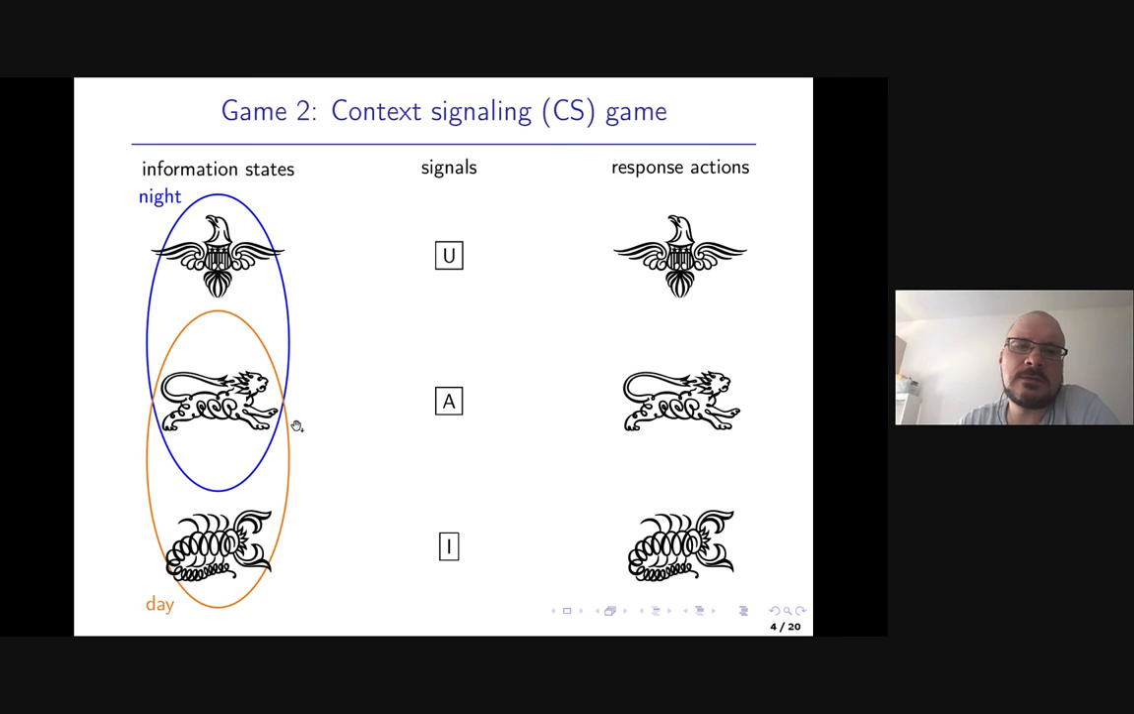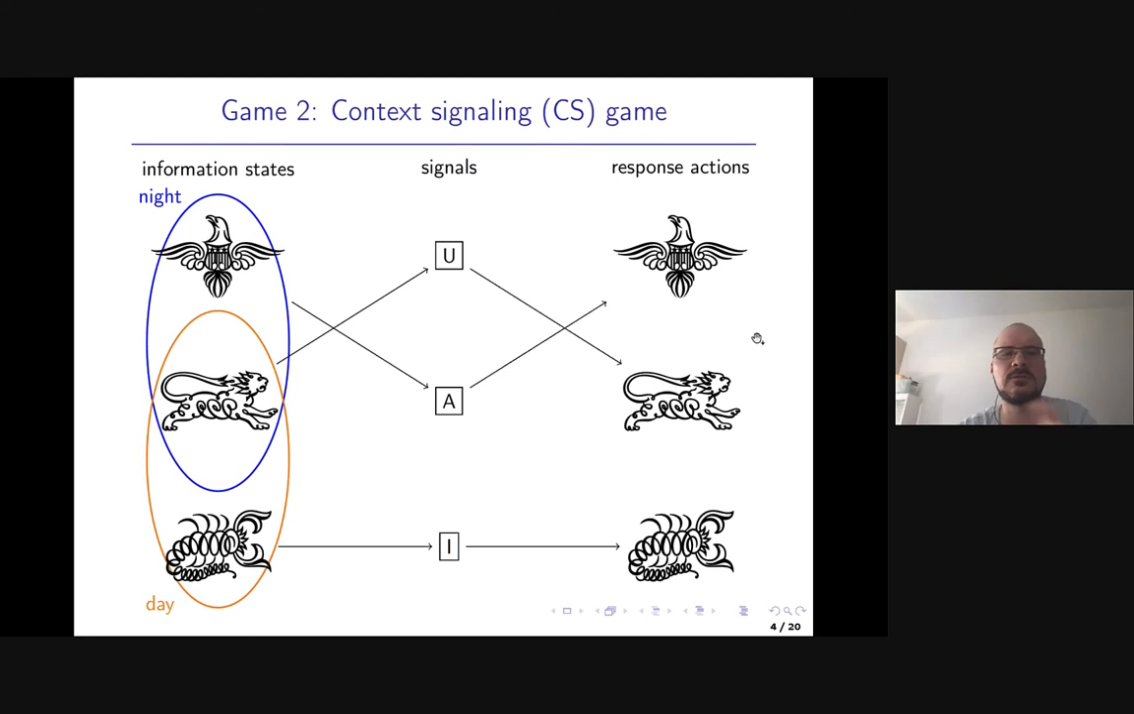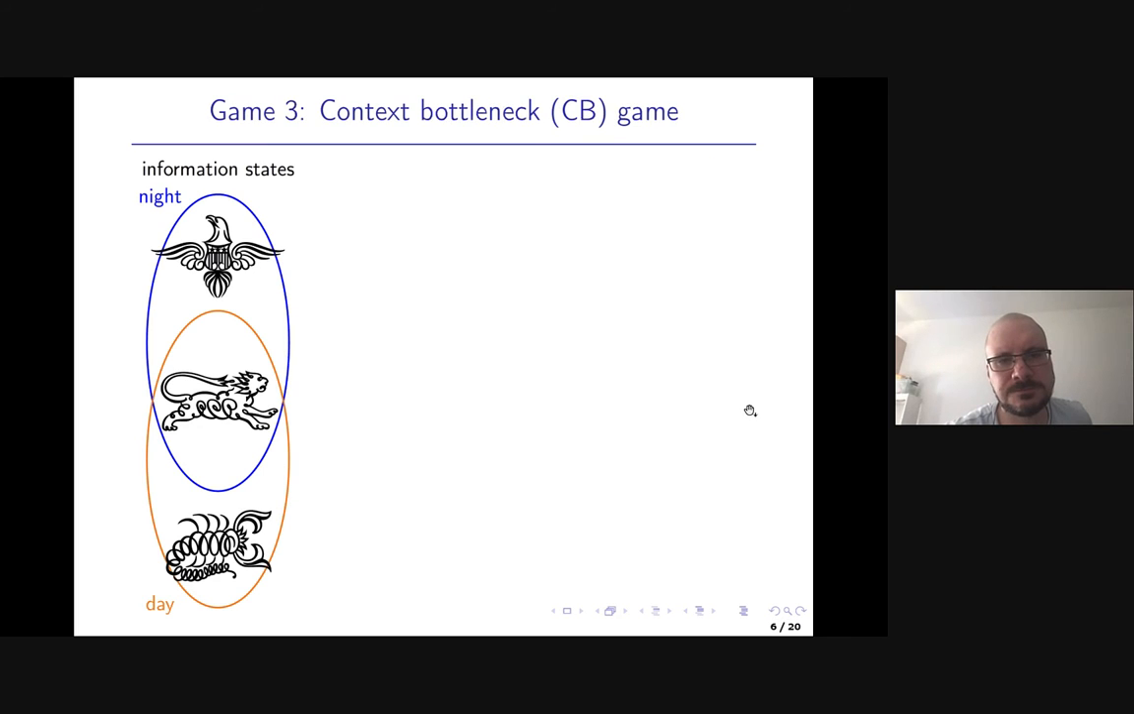The important thing is that sender and receiver have access to these contextual cues. Then you can, of course, establish a perfect signaling system again, but you can also establish something I call a perfect ambiguous system, because here signal A is used ambiguously for eagle and scorpion, but the receiver now has the option to disambiguate via the contextual cue. So in this system, you only need two signals and still can have perfect communication.